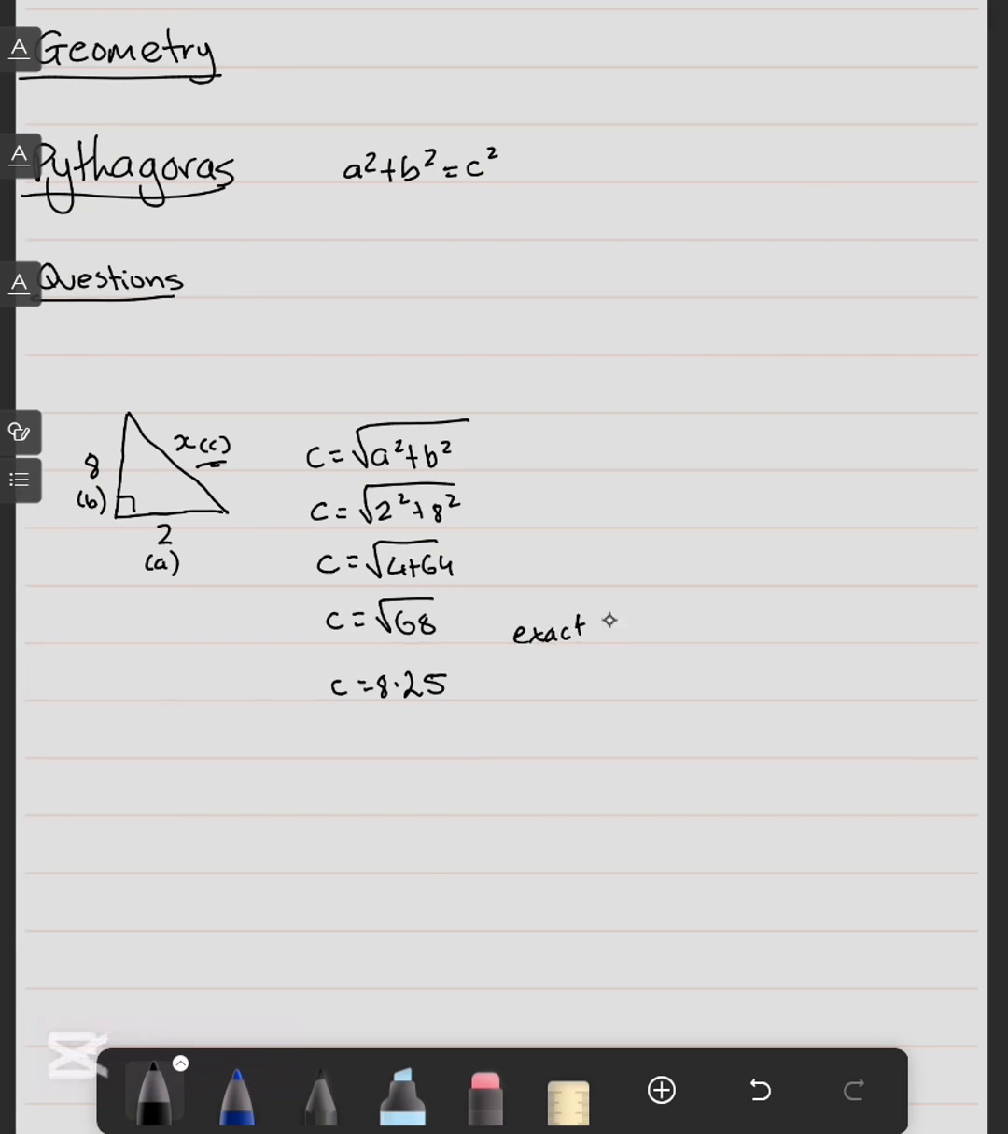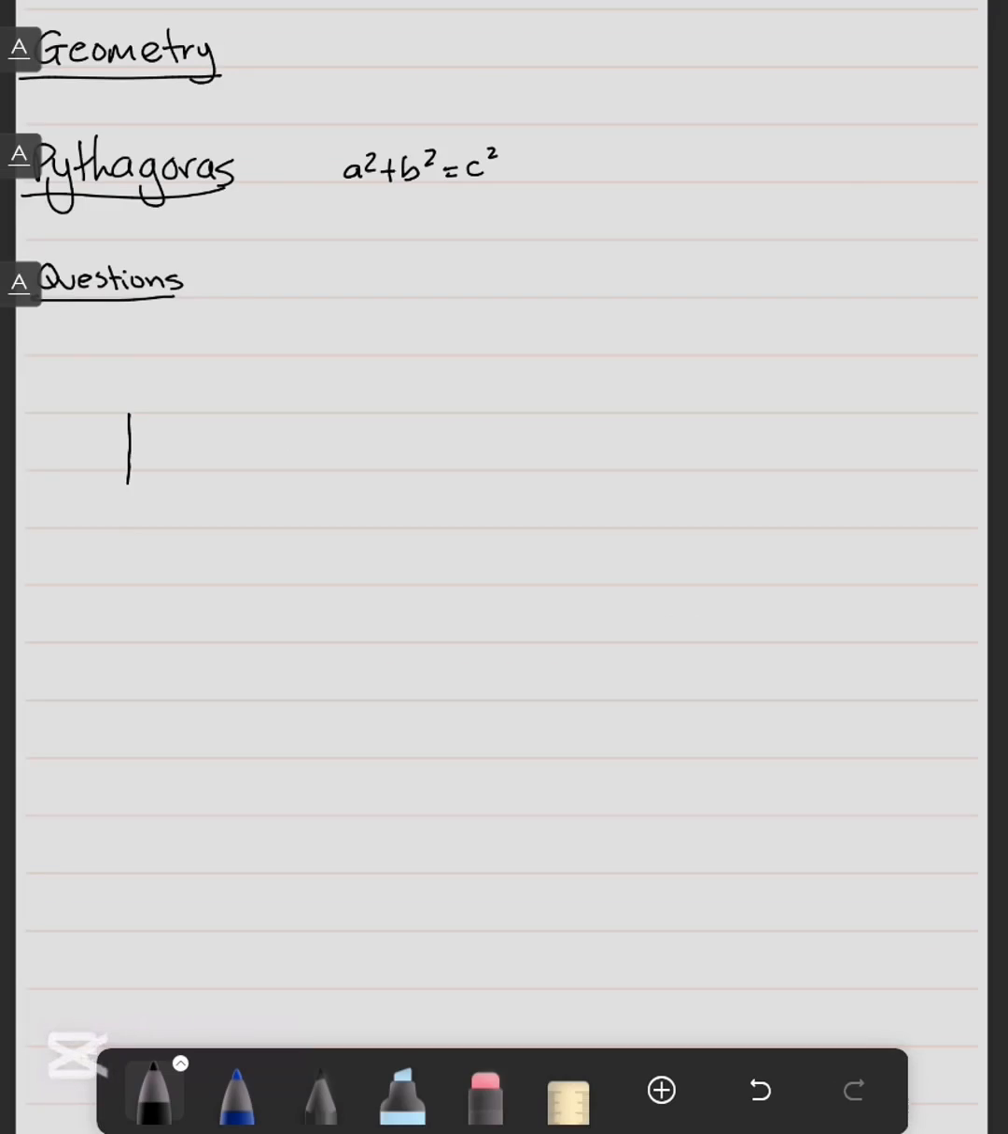Sometimes the question can ask you to leave it in an exact form, which means you just leave it as the square root because it has no decimals.